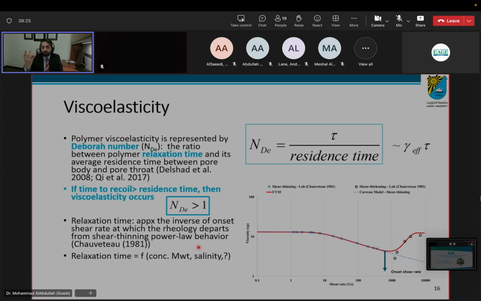There is some consensus on how to describe relaxation time. There are different ways of measuring it, but an interesting way: you remember that curve, you will have shear thinning if you have bulk rheology, then you have a shear thickening increase in the porous media. They say the point where these two deviate from each other, I can take it as a relaxation time. You take 1 over the onset shear rate. Onset is where you have that deviation between these two plots. 1 over the shear rate will give you seconds, right? Because shear rate is 1 over seconds. So 1 over that shear rate will give you a value for relaxation time. And relaxation time is a function of polymer concentration, molecular weight, salinity, and other parameters.